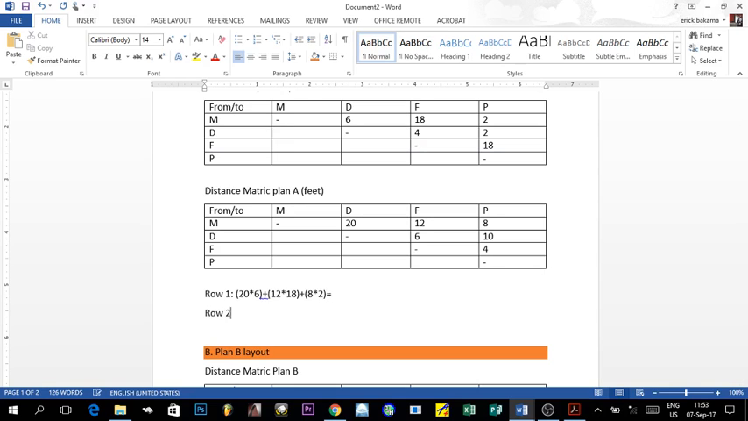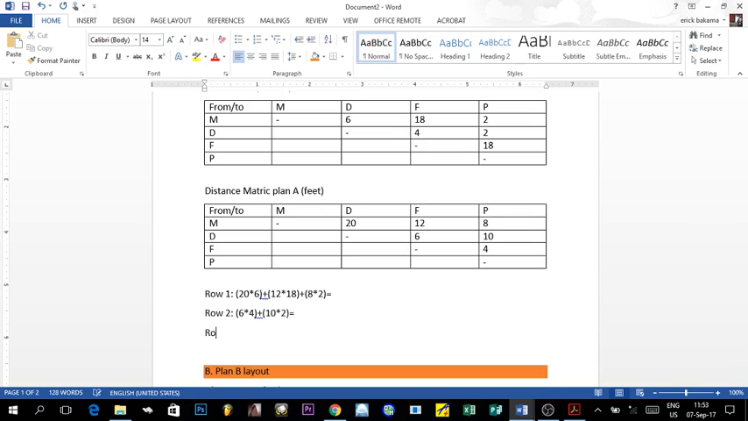And then we have row 2 in this case. Row 2 is the distance between D and F, the distance is 6. How many units are moving from D to F? We have 4 units that are moving. Actually, it's not 4, it's 400 units. Then we have D and P. The distance is 10. How many units are moving from D to P? We have 2, which is 200 units. And then we have our value here.